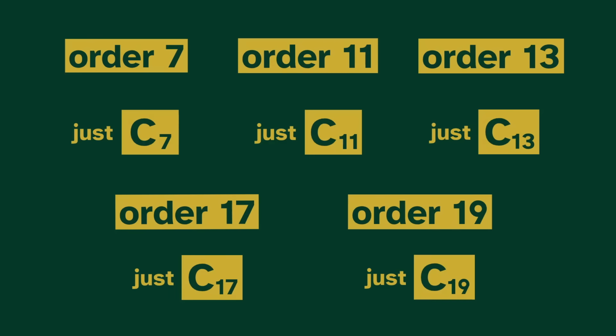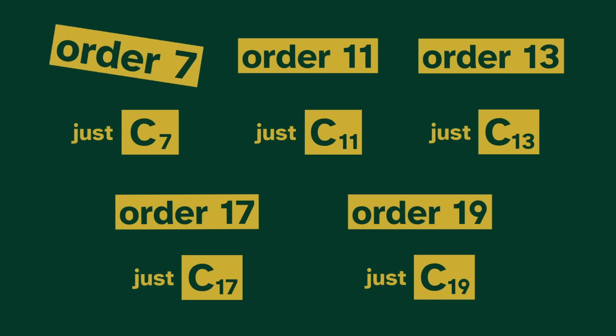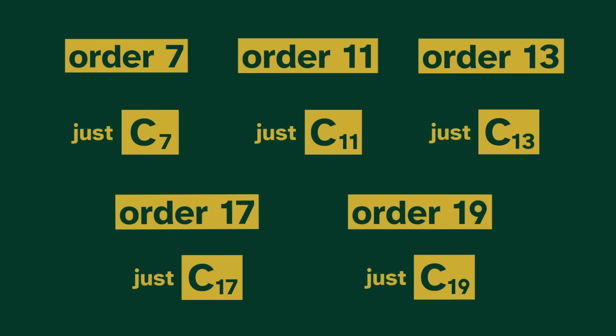But I think I'll wait and explain the reason when we get to order 7. Why not just do it now? The video needs a climax. We can't just end like, finally, order 7. It's prime, so we just have C7.